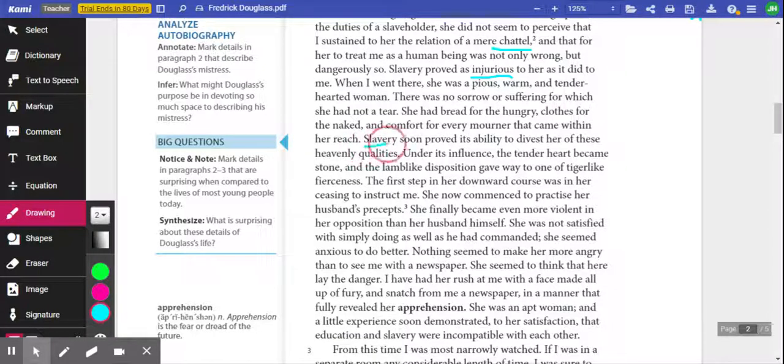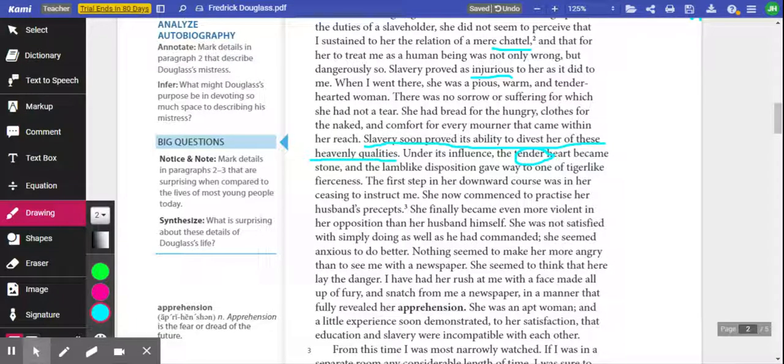So here we have a transition. We learned all about the wonderful things about her at the beginning, and now we are going to transition into how slavery has impacted her. Under its influence, the tender heart, and we're seeing the word tender a lot, so here's a repeated word, became stone, and the lamb-like disposition gave way to one of tiger-like fierceness.